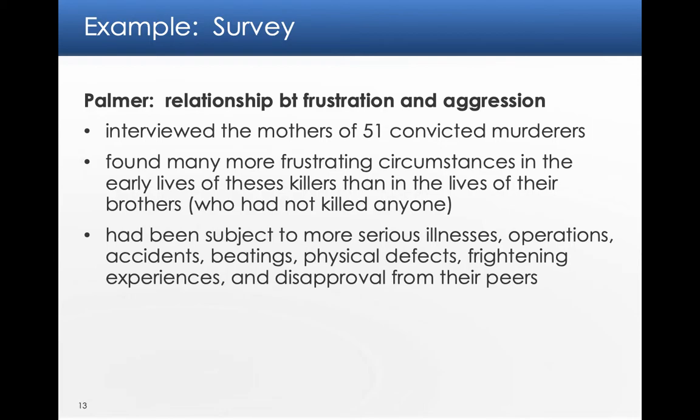Palmer wanted to look at the relationship between frustration and aggression, and he interviewed the mothers of 51 convicted murderers. He found many more frustrating circumstances in the early lives of these killers than in the lives of their brothers who had not killed anyone. They had been subject to more serious illnesses, operations, accidents, beatings, physical defects, frightening experiences, and disapproval from their peers.